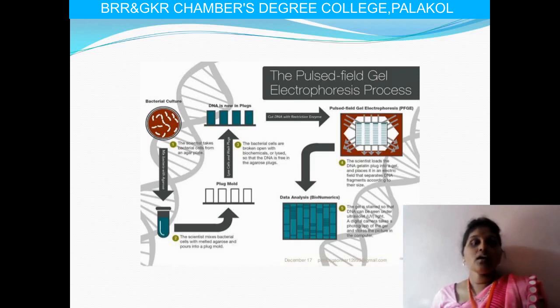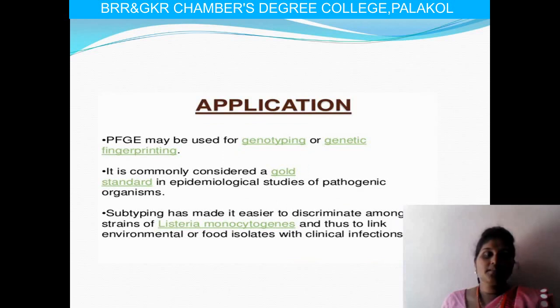We can use data analysis to determine the separation of the different bands. The gel is stained so that the DNA can be seen under ultraviolet rays, or we can use UV absorbance spectrophotometry. A digital camera takes a photograph of the gel, which has different types of bands. We can observe it on the computer. Then applications. So here, Southern and Northern blotting.